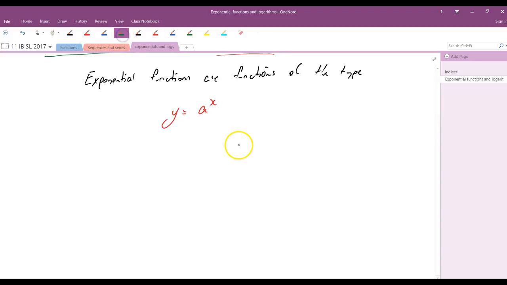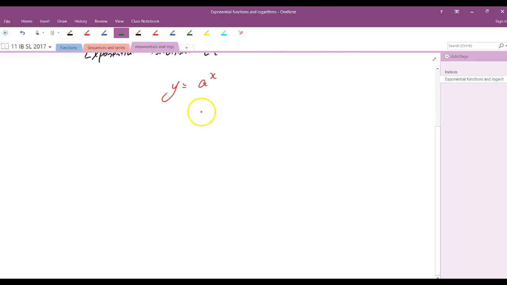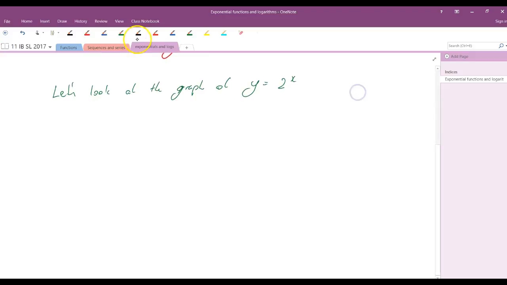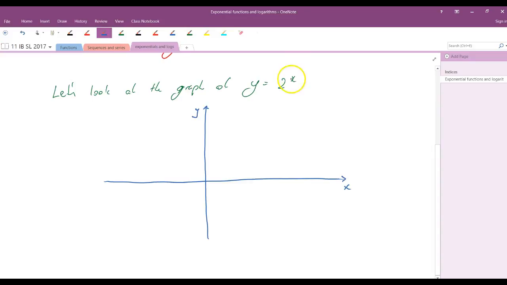So if we have a little look now at graphing y equals a to the power of x, what we should do is give a value so that we can get started. So let's look at the graph of y equals, let's say, just 2 to the power of x. In order to have a look at the graph of y equals 2 to the power of x, we are just going to go right back to basics and start collecting some points.